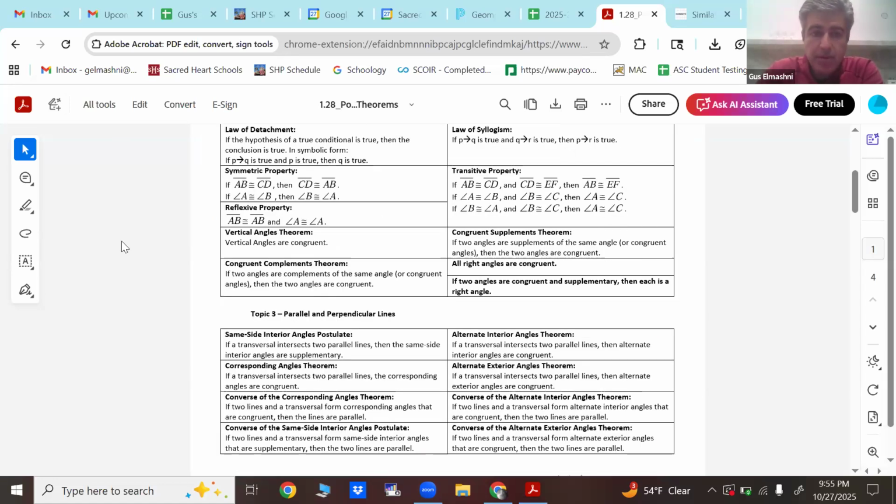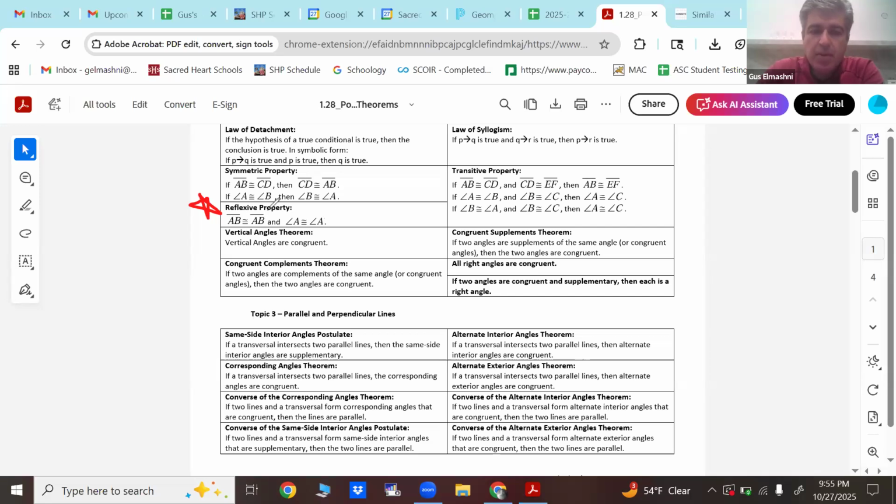So first thing I want to focus on is the reflexive property. Reflexive property is when something equals itself. So if you had, say, like segment AB is congruent to segment AB, or angle A is congruent to angle A, you'd use this, the reflexive property.